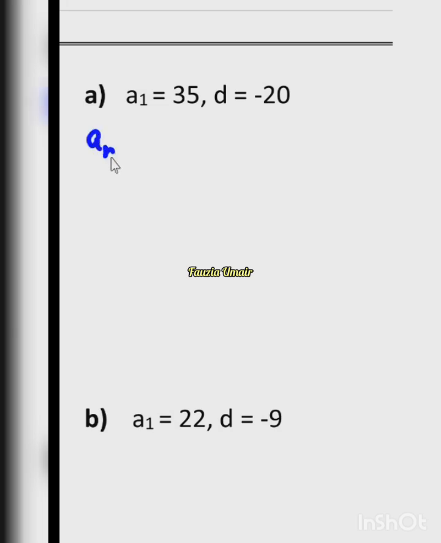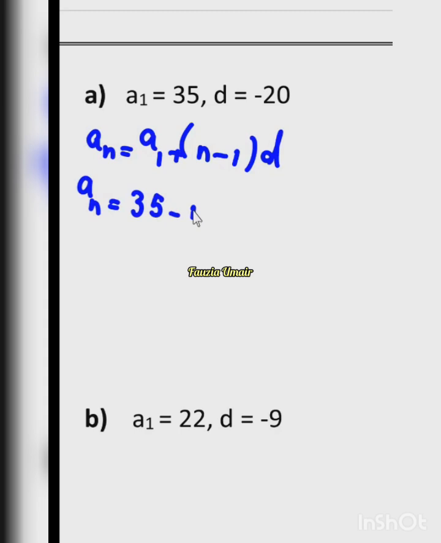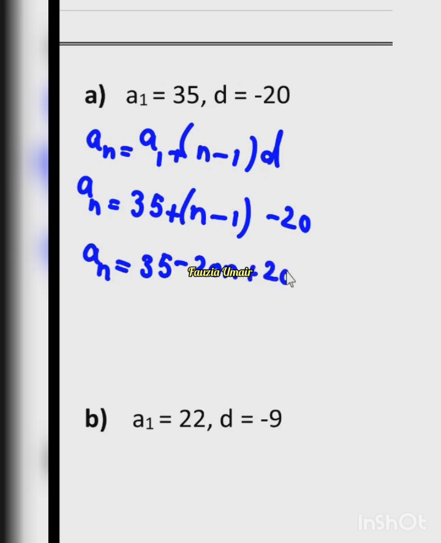Using which formula? An is equal to A1 plus (N minus 1) multiplied by D. So I will put A1 as 35 plus (N minus 1) into D, which is minus 20. So now I will simply open the brackets. 35, because the D is negative, you need to be careful. It will be minus 20N plus 20. So the final answer is 55 minus 20N.